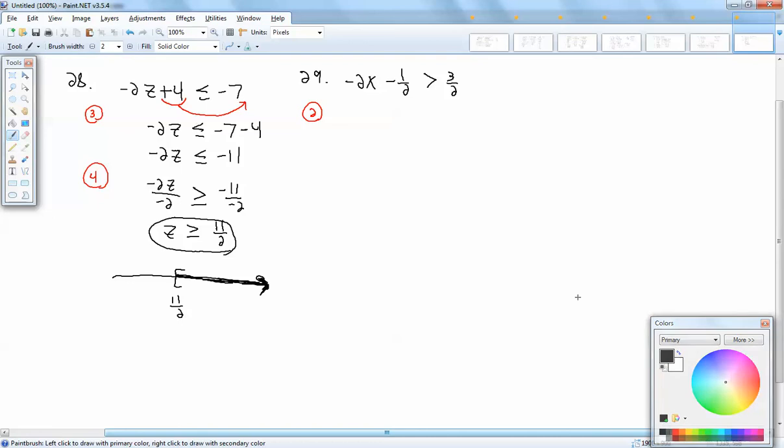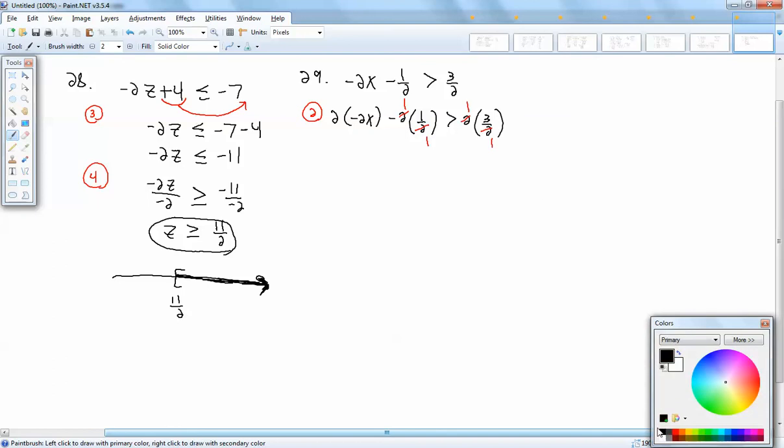We do have fractions here, and you multiply everything by the LCM of all your denominators. Well, we got 2 and 2, and since they're the same, our LCM is just 2. So I'll take 2 times negative 2x minus 2 times 1 half is greater than 2 times 3 halves. Well, 2 and 2 both divisible by 2. 2 divided by 2 is 1. 2 divided by 2 is 1. Same here. So that's 1 and that's 1.